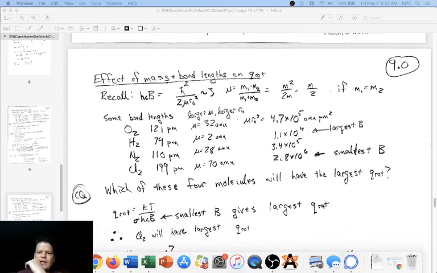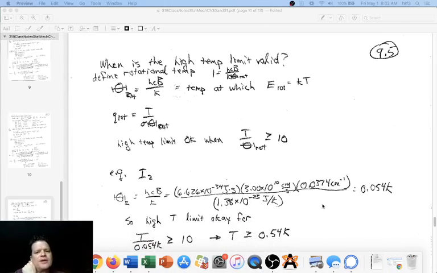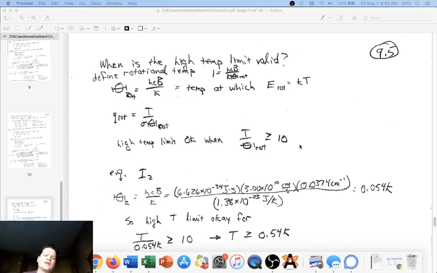Let's take a look at something called the high temperature limit. When we came up with this expression for Q, we changed a sum into an integral. I just want to talk about when that is actually valid. So we define something called the rotational temperature where we compare hcB with kT. hcB is our relevant energy for rotations. That's part of the energy eigenvalue. And then kT is sort of our thermal unit of energy.